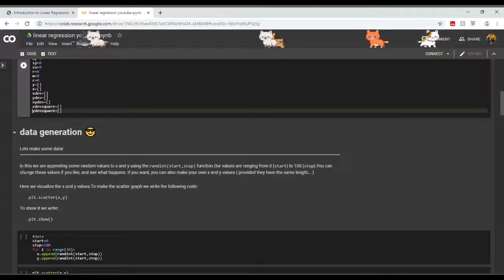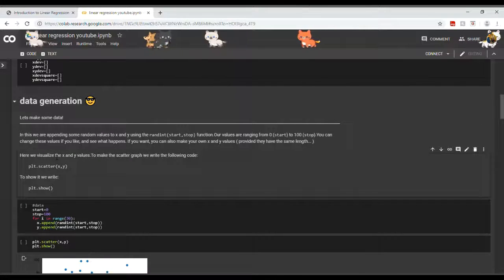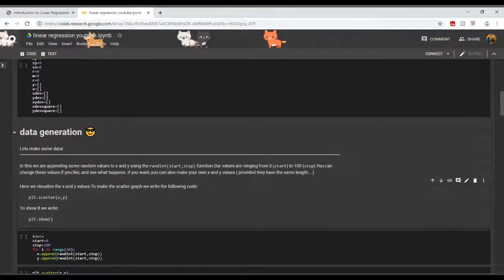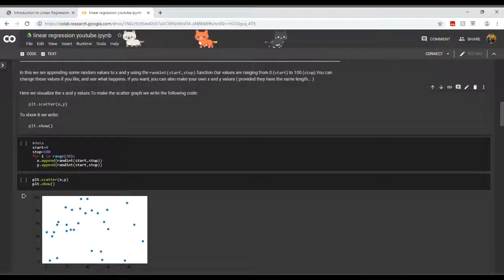Now we've explained all the variables, we'll see how we get them. So first we have to generate the data, like this. Okay, start, stop. That's basically the range of data we want. If we want the range to be from like 100 to 1000, then we'll write start as 100, stop as 1000. And this is basically a loop that generates the data.